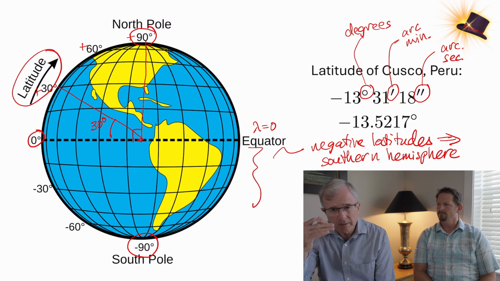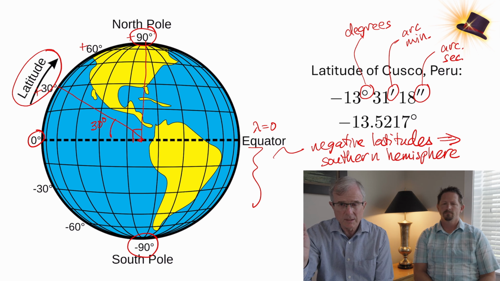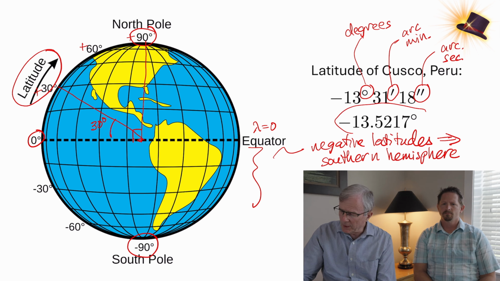And so you've got an angle measured in degrees plus some arc minutes and then some arc seconds. And in our book, we show you how to convert that into decimal degrees.